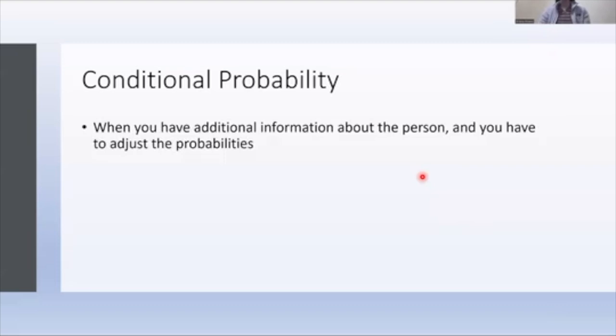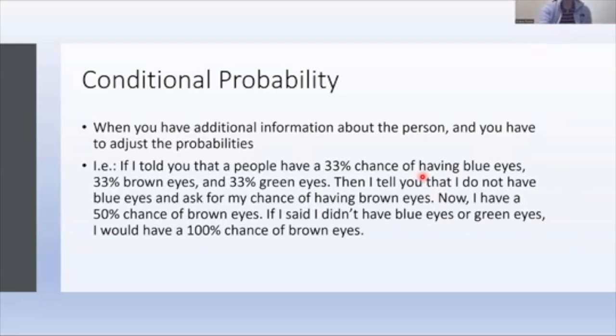All right. Conditional probability is whenever you have some additional information about a person and you have to adjust the probabilities to account for that. So for example, let's say that I tell you that people have a 33% chance of having blue eyes, a 33% chance of having brown eyes, and a 33% chance of having green eyes. And now I tell you, I don't have blue eyes. What is my chance of having brown eyes?